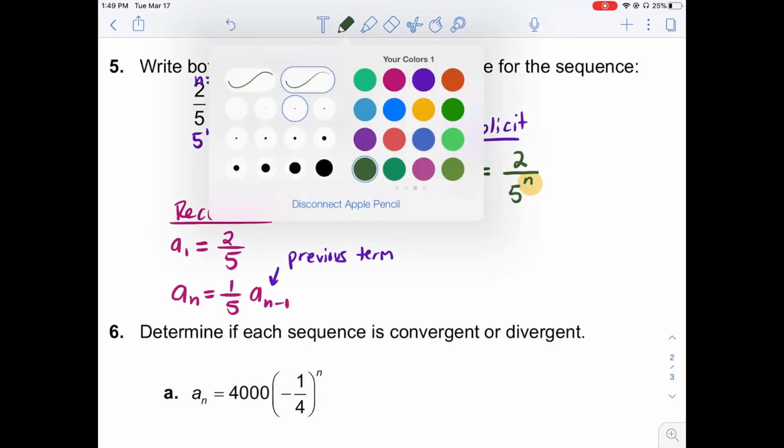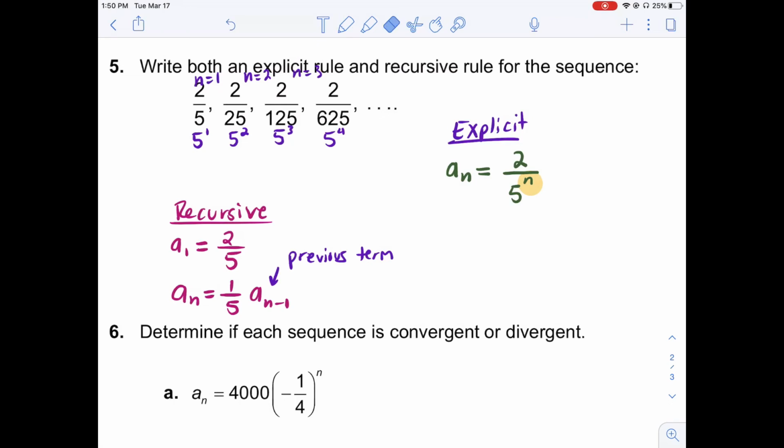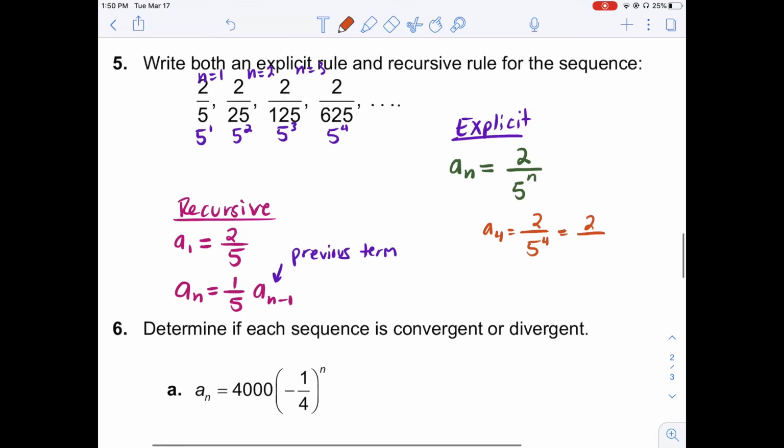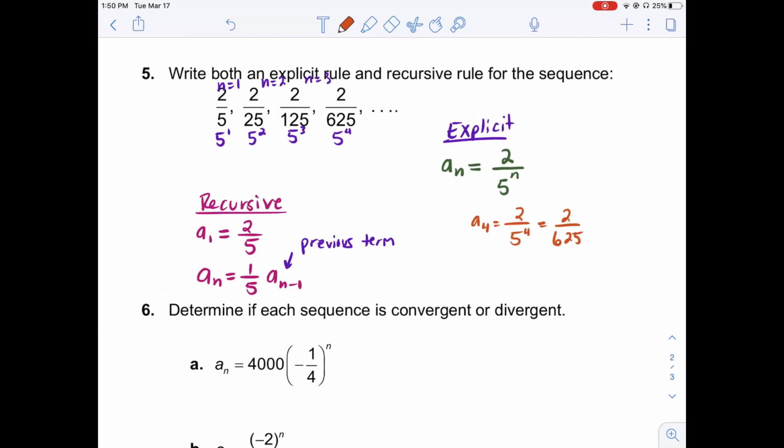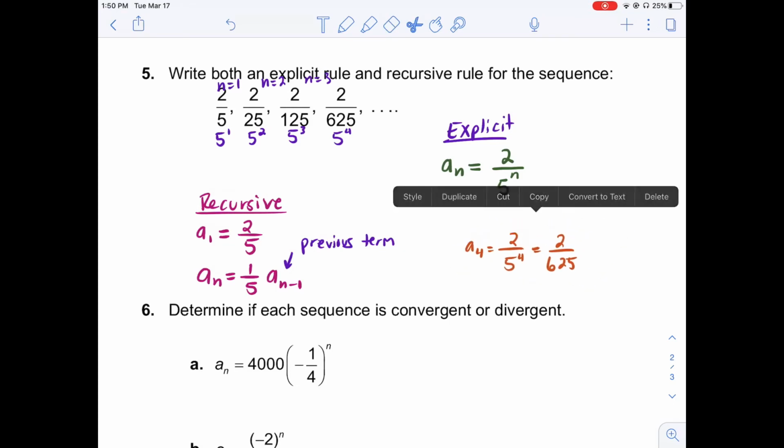Let's try it out. Could we get the exact same thing if we do a test? If I say that the 4th term, a4, is equal to 2/5 to the 4th power, 5 to the 4th power is 625. So that comes out to 2/625. So that does work. So my explicit rule is what we have here. An is 2/5 to the n power. This is really powerful because it allows us to find any term we want. I could now have you find the 1,000th term. This number is going to get really big, but we could find it.